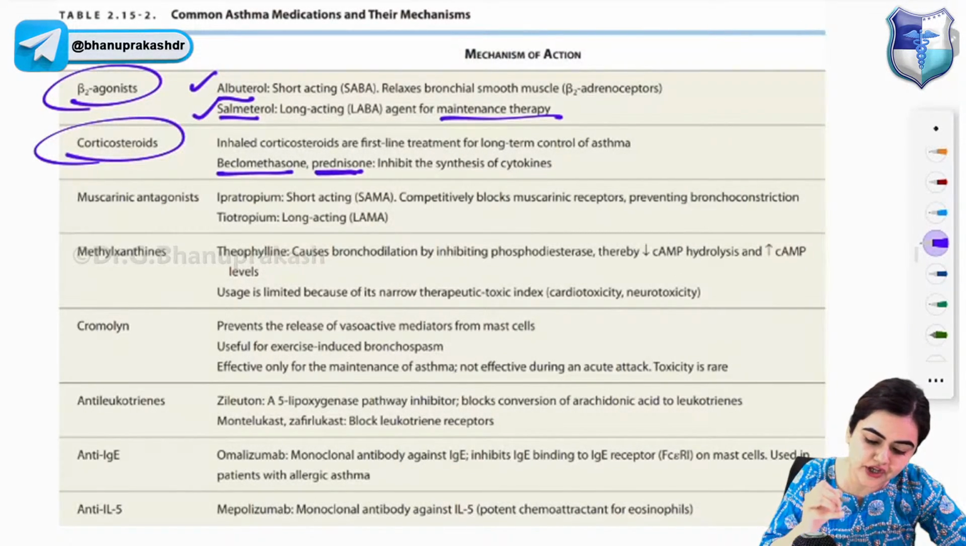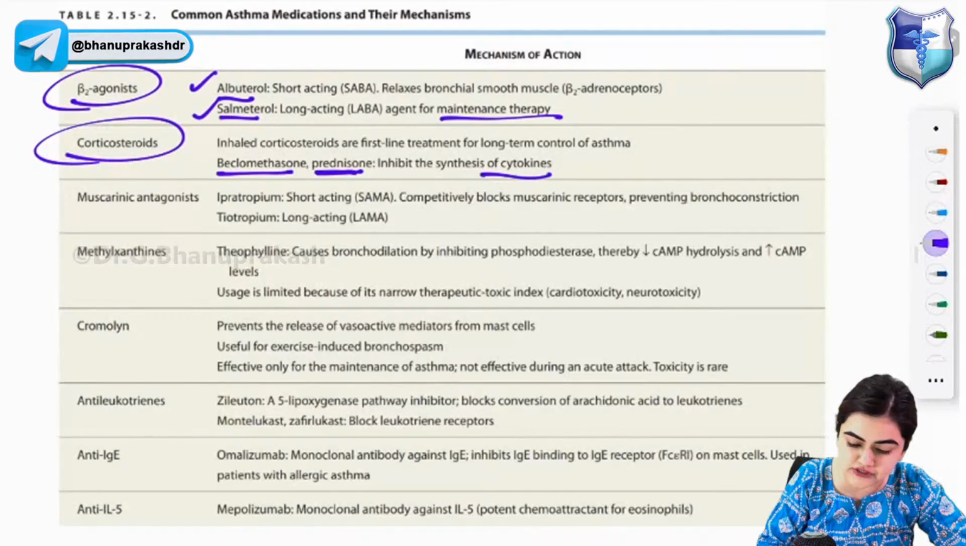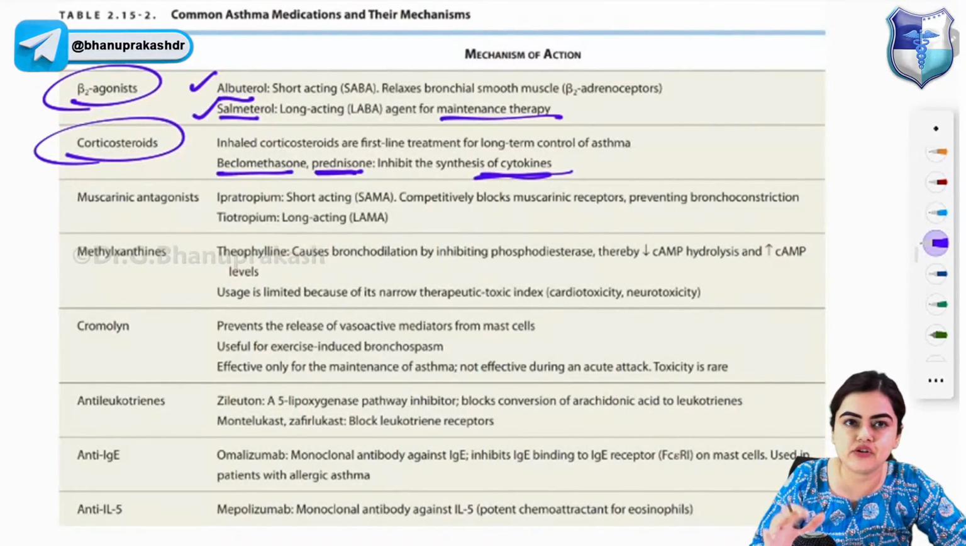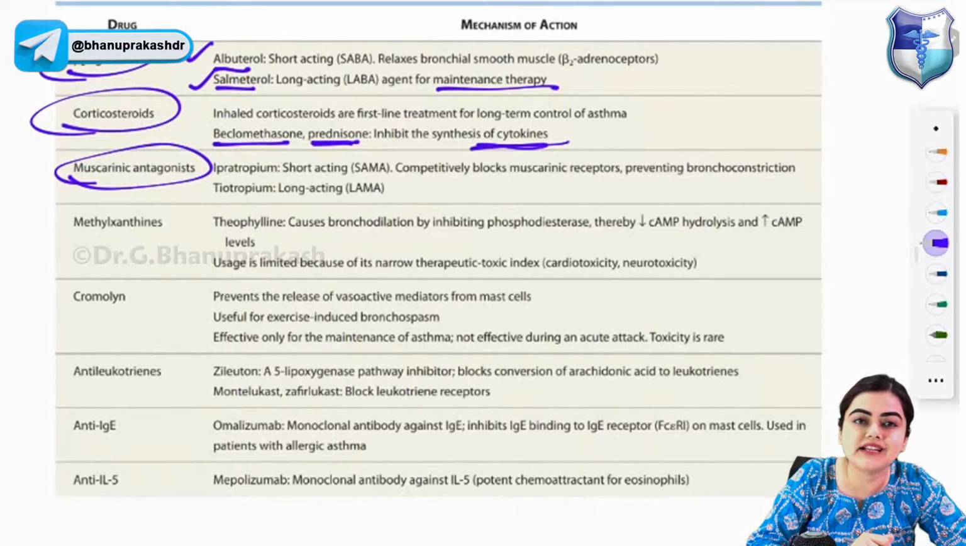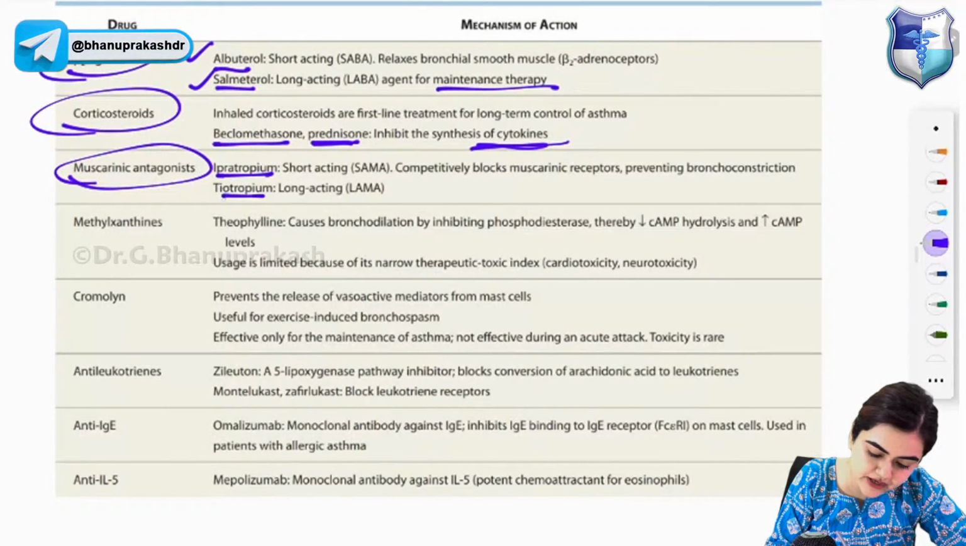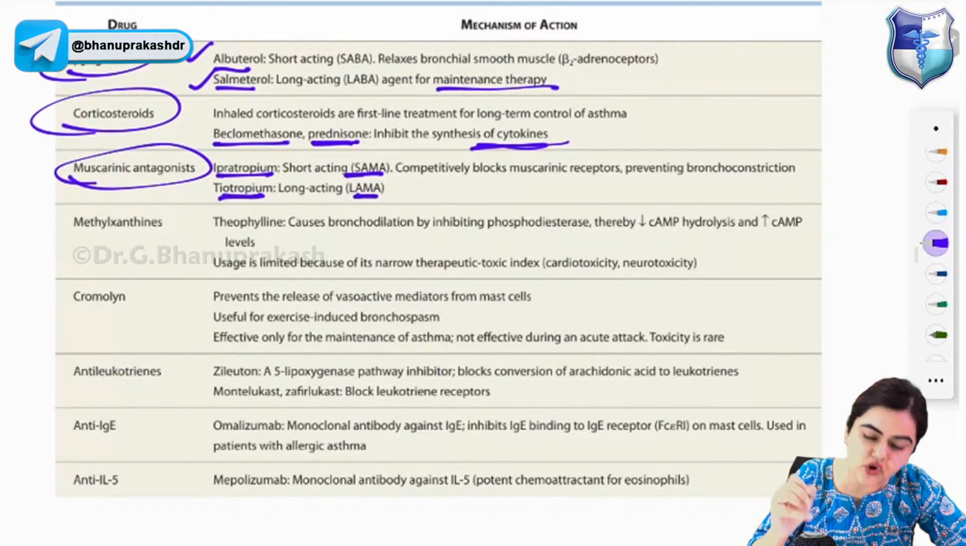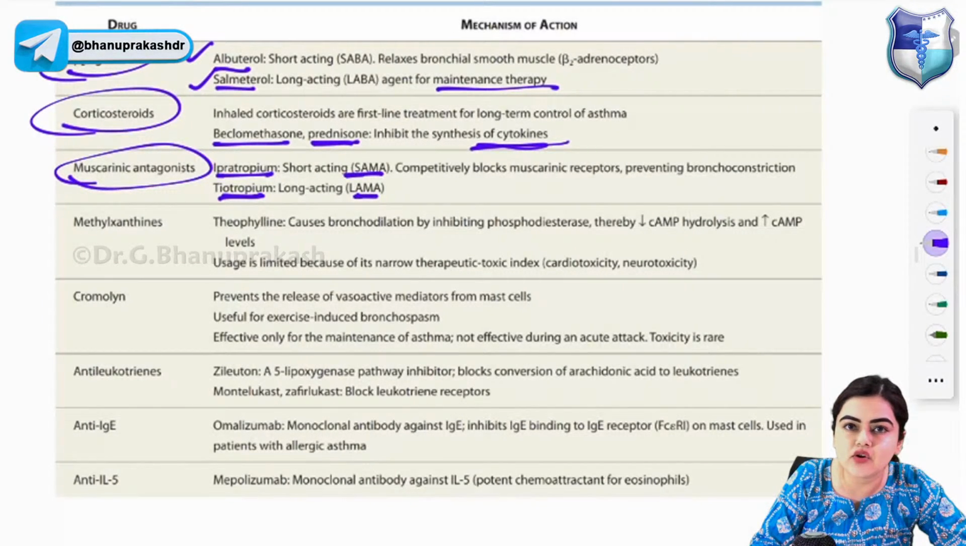What they will do? Corticosteroids will inhibit the synthesis of cytokines that is causing a lot of inflammation in the asthma patient. Next is muscarinic antagonist, like your ipratropium and tiotropium. So ipratropium is SAMA, that is short acting muscarinic antagonist, and tiotropium is long acting one. Now what do muscarinic antagonists do? They block the muscarinic receptors and they will prevent the bronchoconstriction.